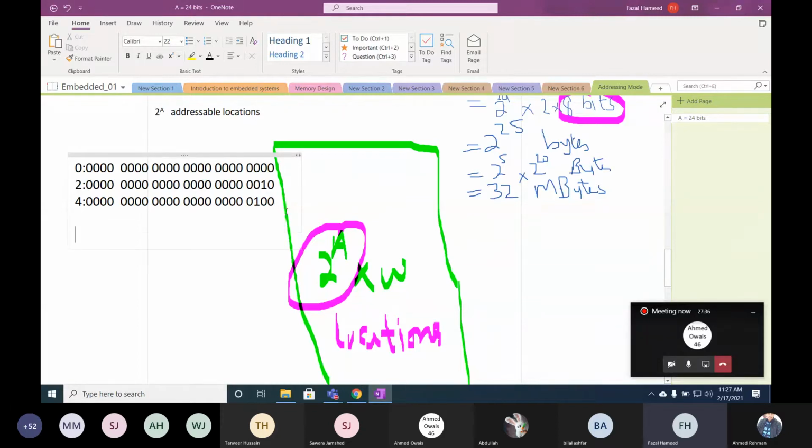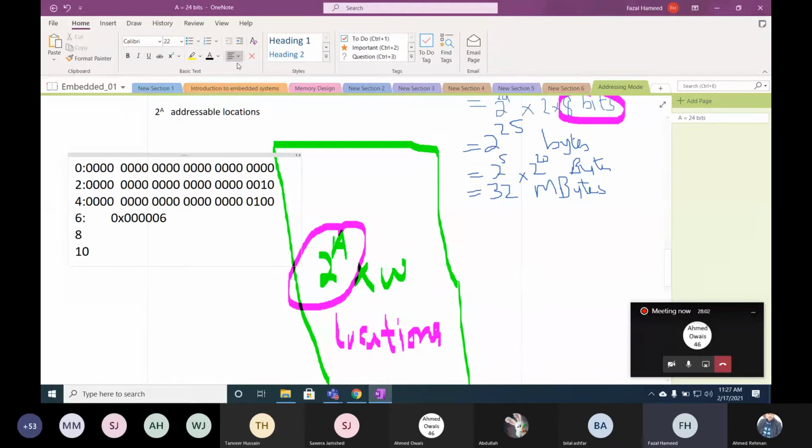Now, skipping hexadecimal and looking at the binary representation, the next address should be 6, then 8, then 10. This 6 is in decimal. What should be the hexadecimal representation? It will be 0x000006.